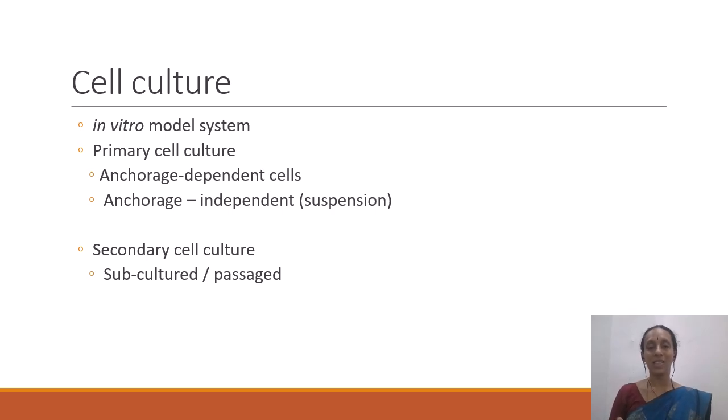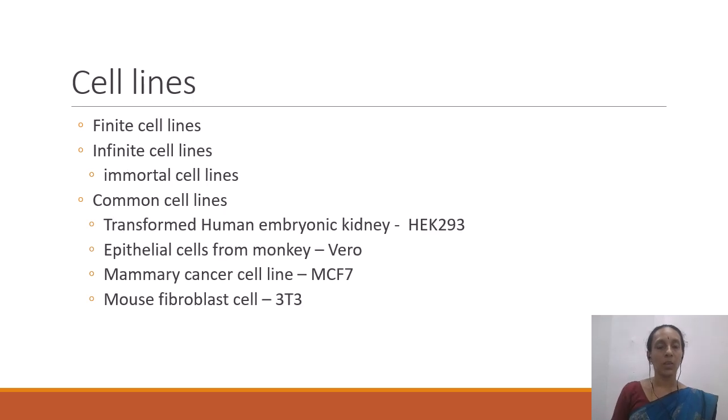When we subculture the already established cells, otherwise called passaging, they become the secondary cell culture. Okay. So in the types of cell lines, what we have is called finite cell lines and infinite cell lines. Finite cell lines, as the name suggests, survive only a particular number of passagings, after which their survival becomes questionable and their morphology and functionality also change.